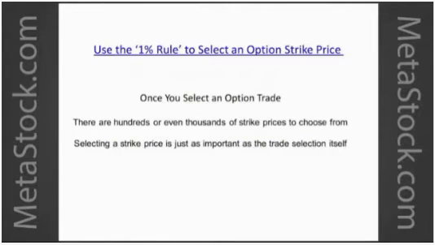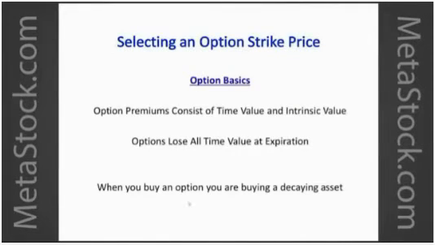And once you select an option trade, there could be hundreds or even thousands of strike prices to choose from. So selecting the strike price is just as important as the trade selection itself. So with option basics, we know that option premiums consist of time value and intrinsic value. And of course, options lose all time value at option expiration. So when you buy an option, you're buying a decaying asset.